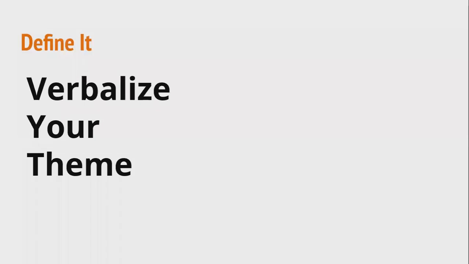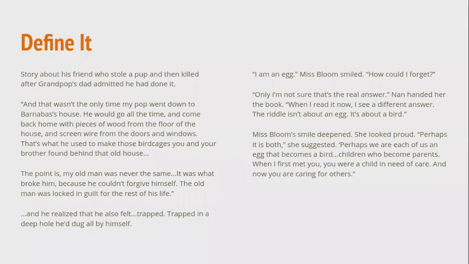I am an egg, Miss Bloom smiled. How could I forget? Only I'm not sure that's the real answer. Nan handed her the book. When I read it now, I see a different answer. The riddle isn't about an egg, it's about a bird. Miss Bloom's smile deepened. She looked proud. Perhaps it is both, she suggested. Perhaps we are each of us an egg that becomes a bird, children who become parents. When I first met you, you were a child in need of care, and now you are caring for others.